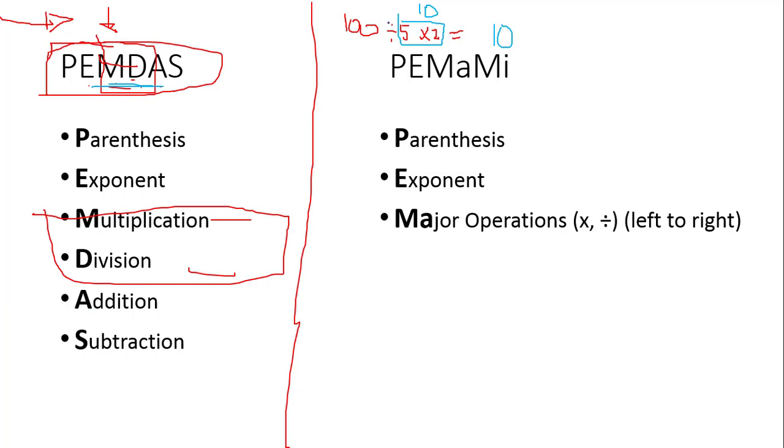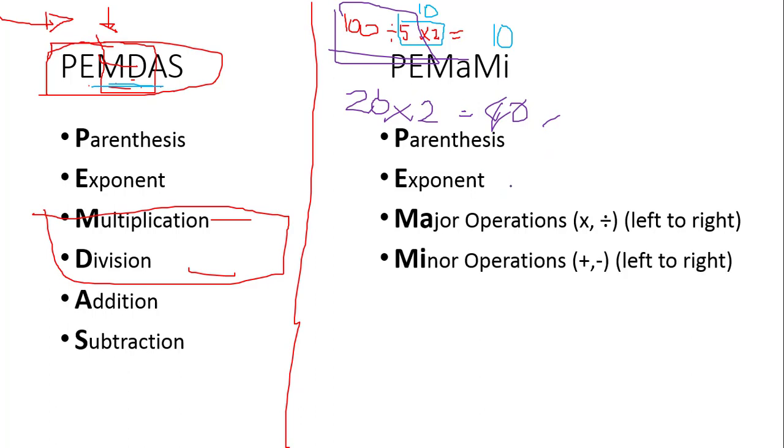Pero kung alam mo naman yung concept nito, pag 100 divided by 5 times 2, alam natin na ang multiplication and division is a major operation. So kapag sinusolve siya is from left to right, uunahin natin yung pinaka-leftmost. We have 100 divided by 5, we have 20 times 2, the multiplication. The answer will be 40. So, kahit na i-solve nyo sa mga calculator nyo ang equation na to, ang magiging answer pa rin is 40.